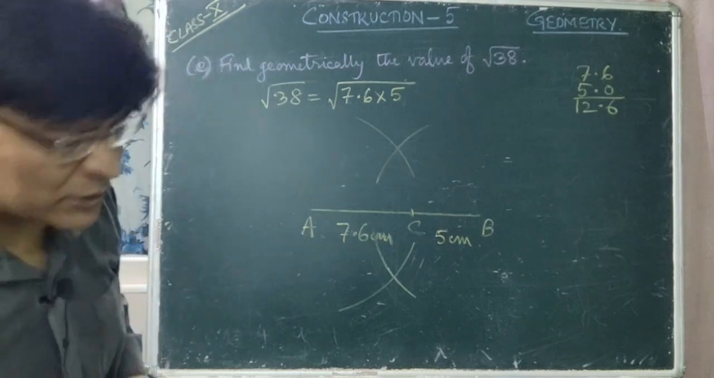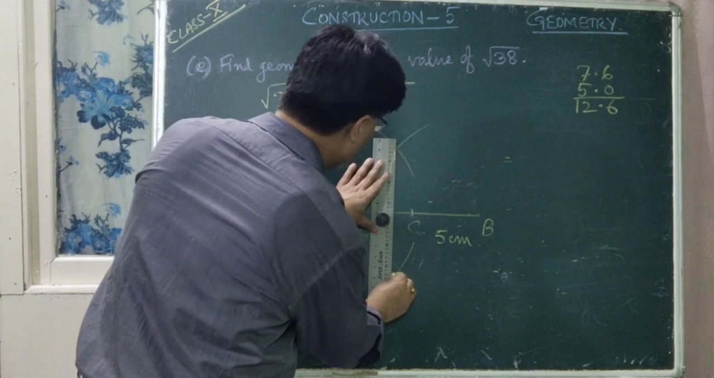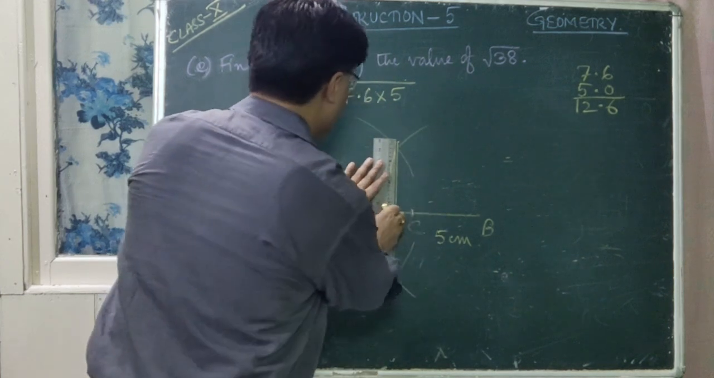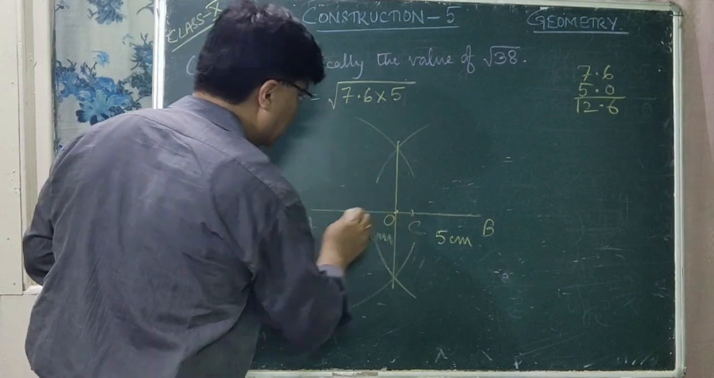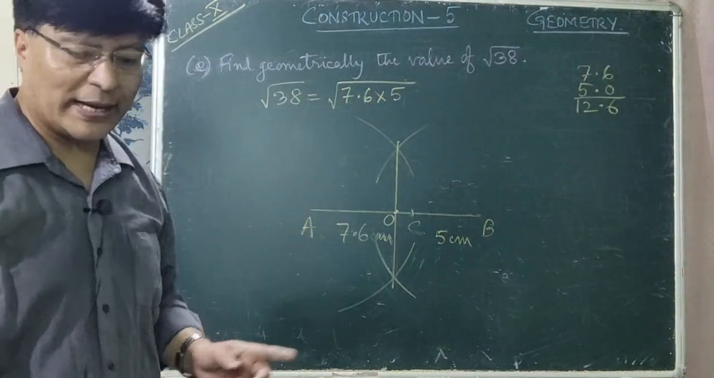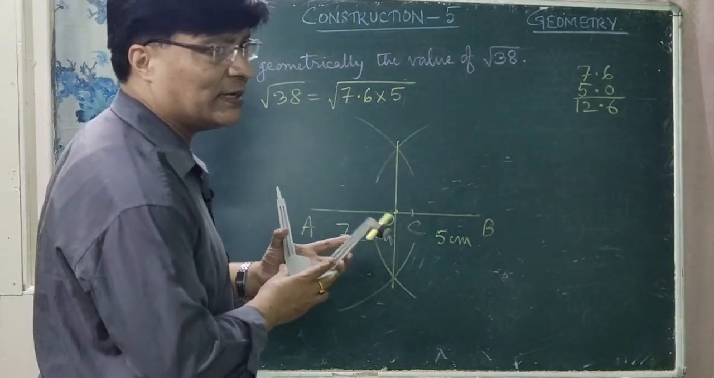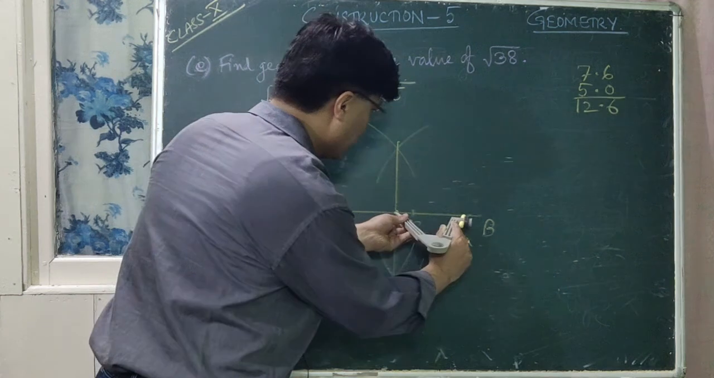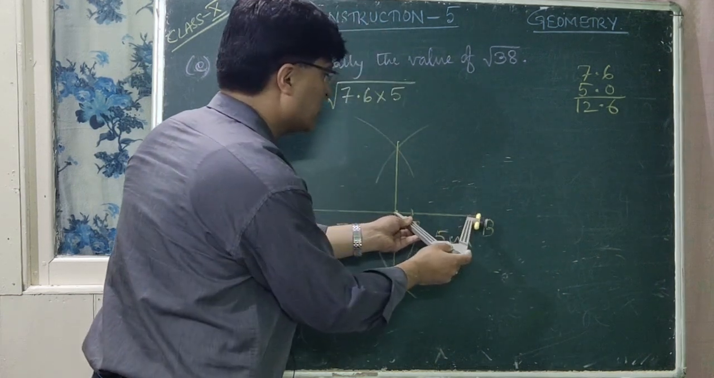Now join these 2 points. So we have joined these 2 points, and this point is the center of the semicircle. Now you have to draw a semicircle with O as the center, and OB as the radius of the semicircle. Now measure the length OB with the help of compass. So with the help of compass, OB is measured.